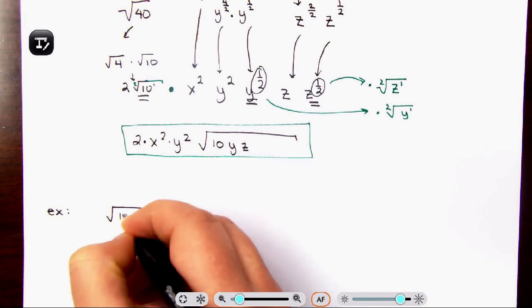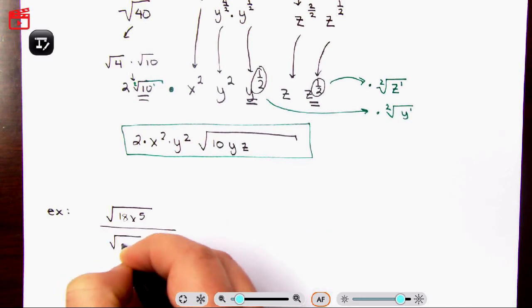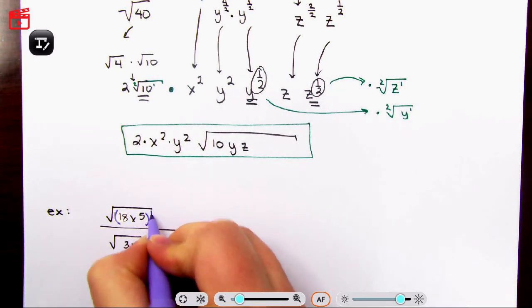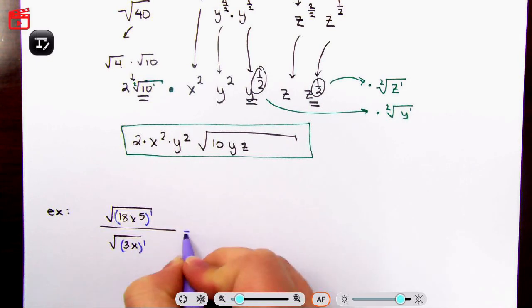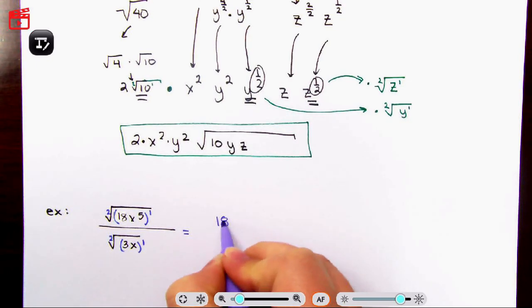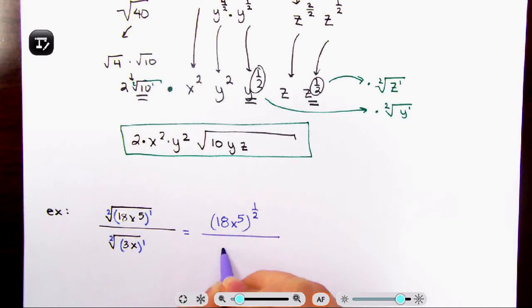18x to the 5th power divided by the square root of 3x. And I just want to show you how this would work in the steps that I gave you in the beginning. So step number 1 is putting it in a bubble with an exponent of 1. Here it is in a bubble with an exponent of 1. My index is 2 for both of these. So I have 18x to the 5th power to the 1/2 divided by 3x to the 1/2.